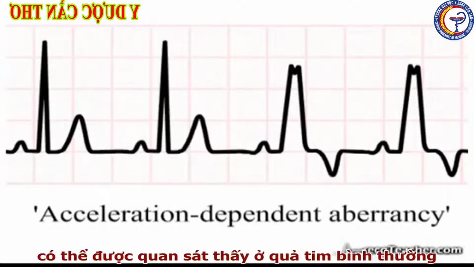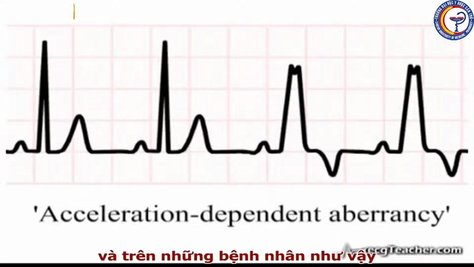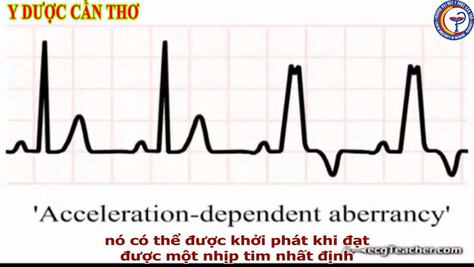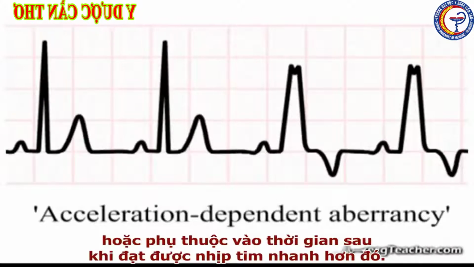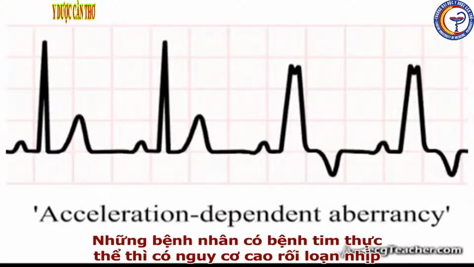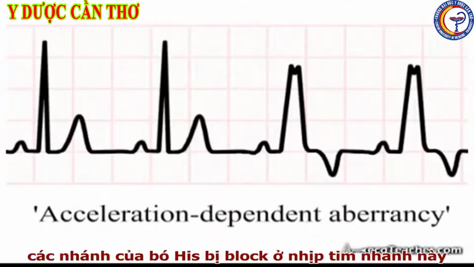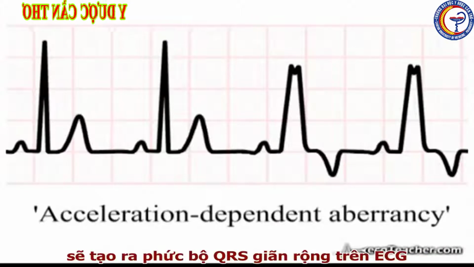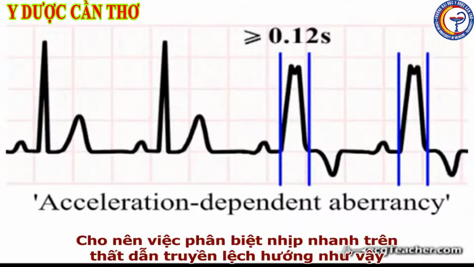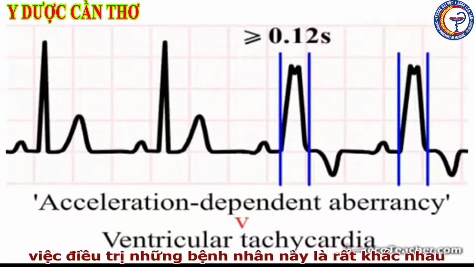Acceleration-dependent aberrancy can be observed in normal hearts at extremely high heart rates. However, it is usually a marker of organic heart disease, and in such individuals can be observed at surprisingly low heart rates. In individual patients, it may be triggered on reaching a given heart rate, or may be dependent on the time spent at a higher heart rate. You will appreciate its importance. Patients with organic heart disease are subject to arrhythmias. If a patient prone to this phenomenon develops a tachycardia from a supraventricular focus, failure of a bundle branch at the higher heart rate will result in broad QRS complexes on the ECG. Differentiating such an aberrantly conducted SVT from a ventricular tachycardia is important, as in hemodynamically stable patients, the treatment of these arrhythmias differs.